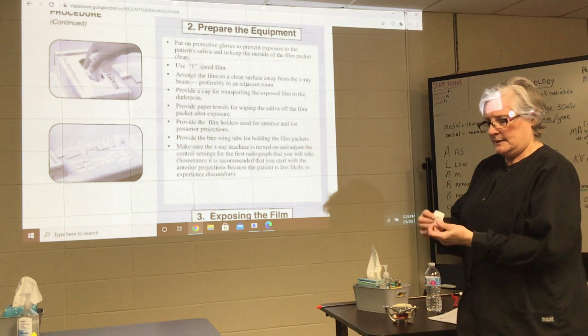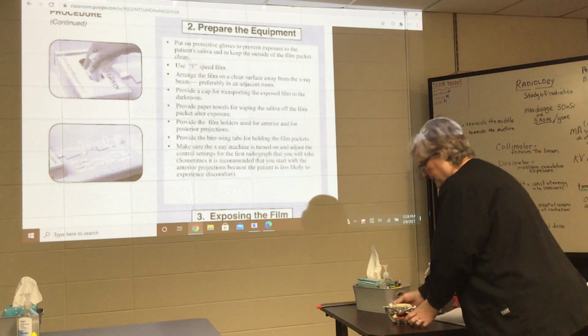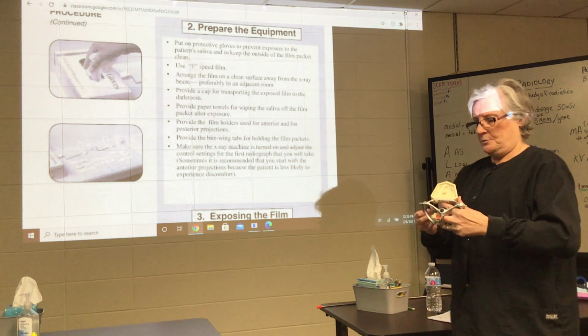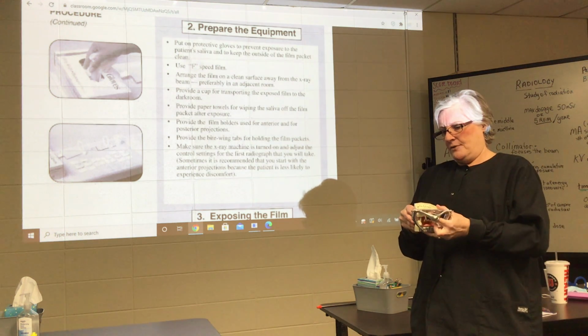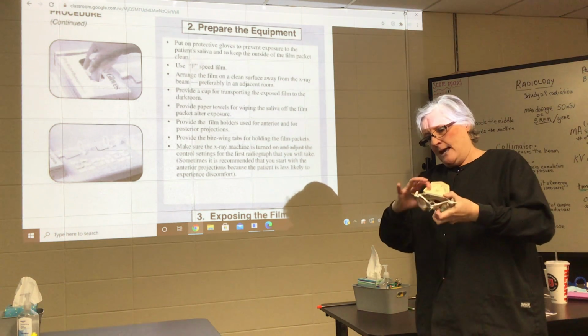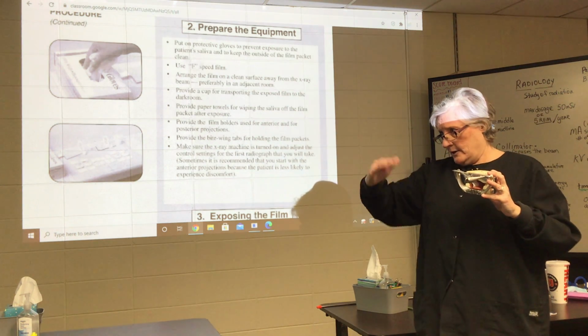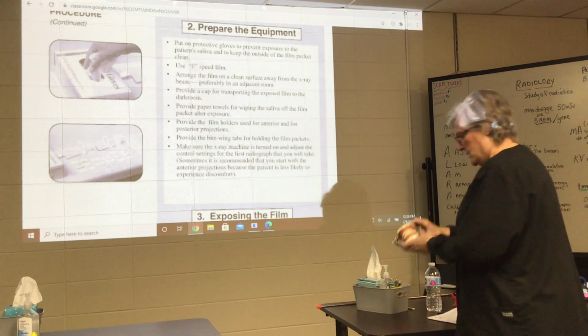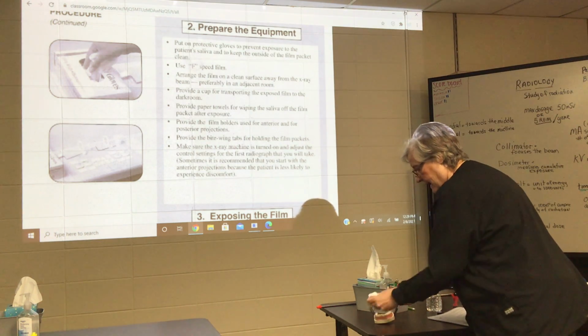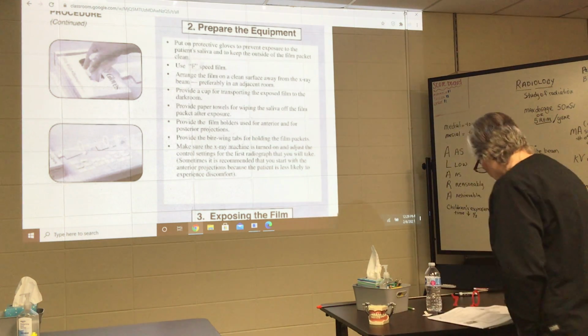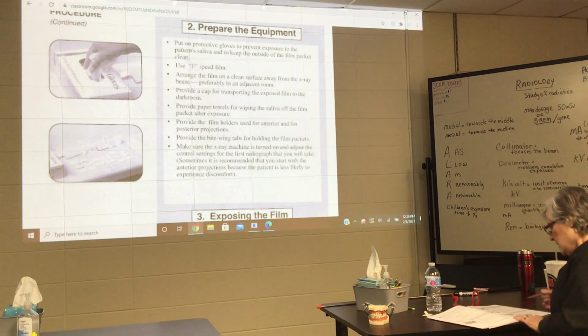Like this, okay? And then for bite wings, you place it in the patient's mouth, they bite down on that tab, and it holds the film where it's equally on the maxillary and the mandibular. So that's how the bite wing tabs work.